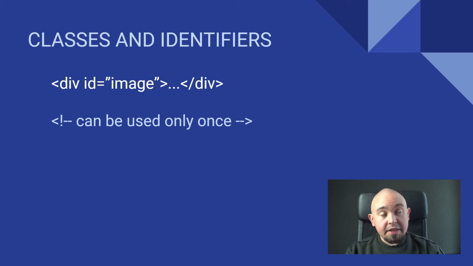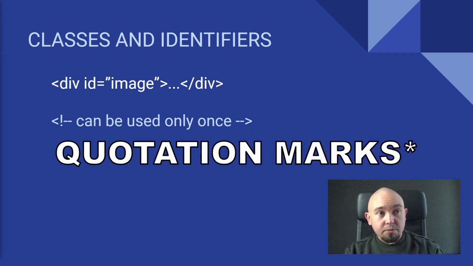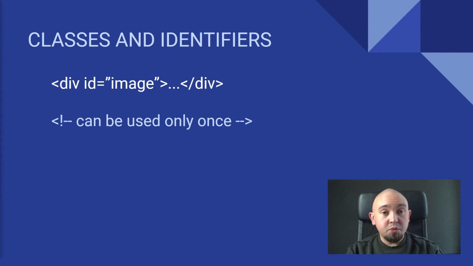Classes and identifiers, the last thing we necessarily have to understand. As you know already, the HTML language is based on tags. In every HTML tag we can place attributes. 90% of the attributes we are going to use are classes or identifiers, also known as IDs. To create an attribute in our tag, we have to place the name of our attribute after the tag name. The name of our attribute is ID, and after an equal sign, in double quotation marks, we have to place a value of our attribute. In our case, it's the name of our ID, which we can choose by ourselves. So we have a div tag with the ID image.